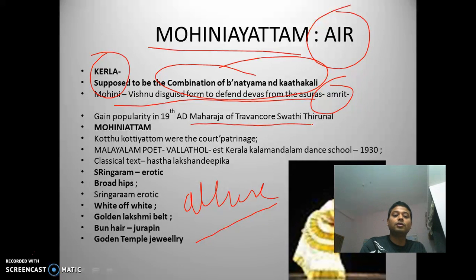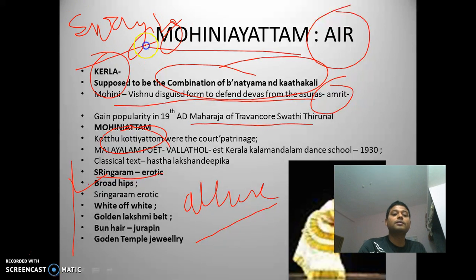Mohini Ayattam can also be named as Kutiyattam. And now let's talk about the dance form. The dance form is kind of erotic, with the swaying of broad hips. It is said that the movement of the hips is important here. Now, the dress form you can see from this image.